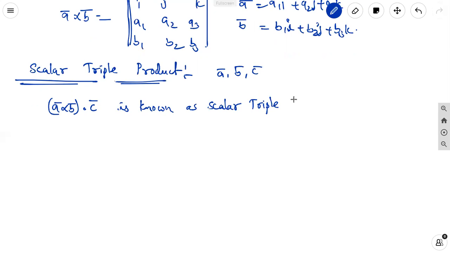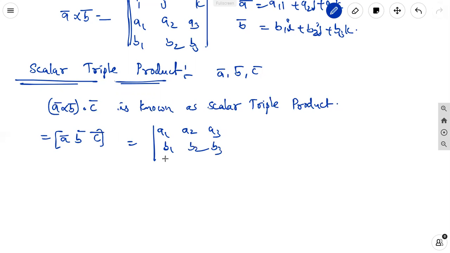In the scalar triple product, there are three vectors, with a dot and a cross between them. It is also denoted by the volume of A vector, B vector, C vector. And simply we can take it as the modulus of the determinant with rows A1, A2, A3, B1, B2, B3, C1, C2, C3.